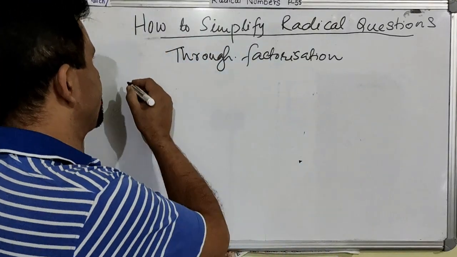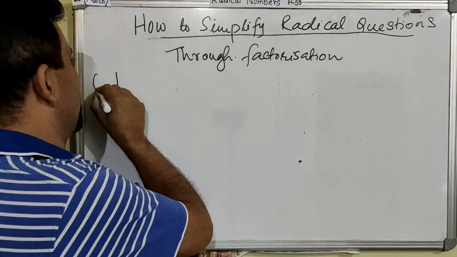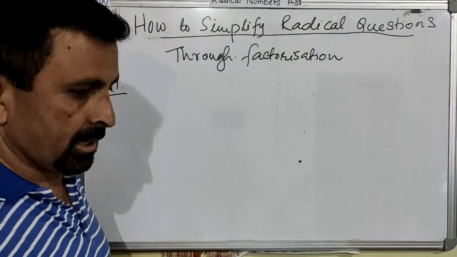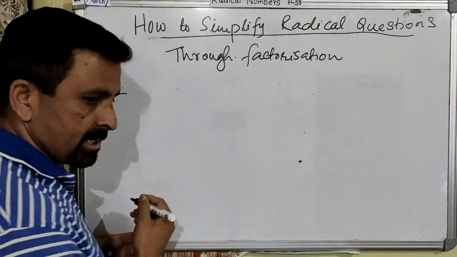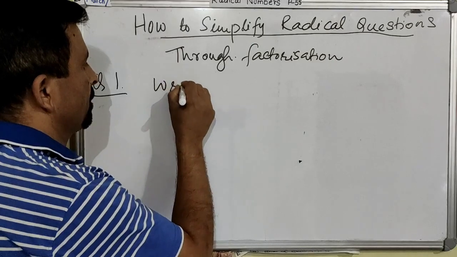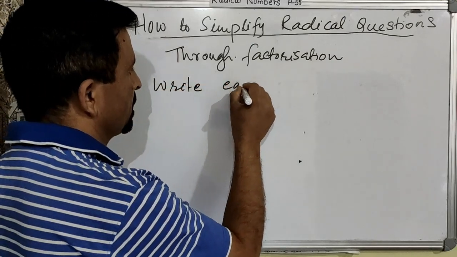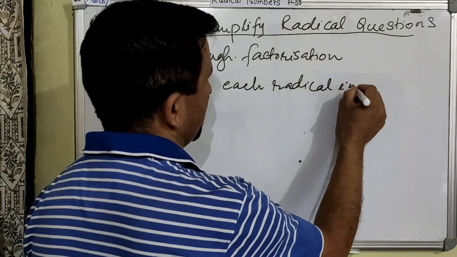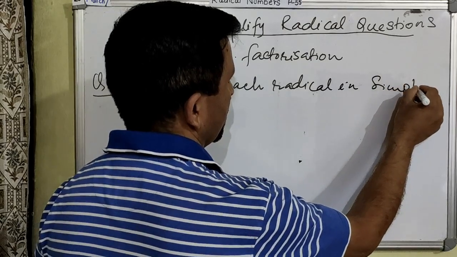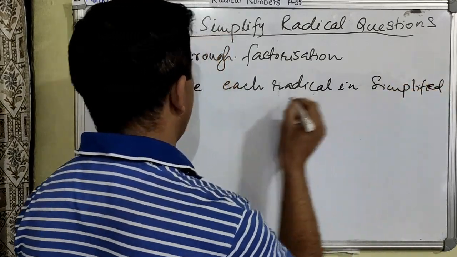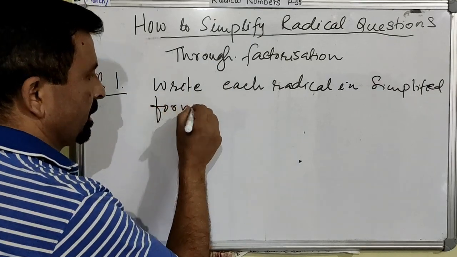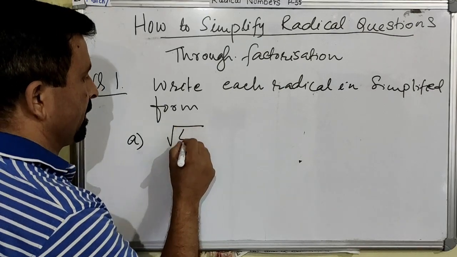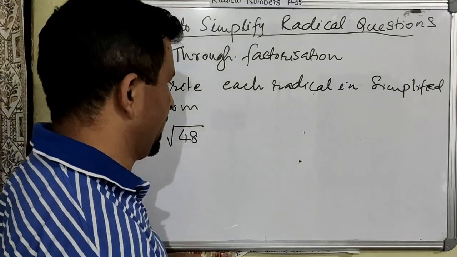Question number 1. We are on page number 55. The first question is: write each radical in simplified form. The first question is A: root over 48.